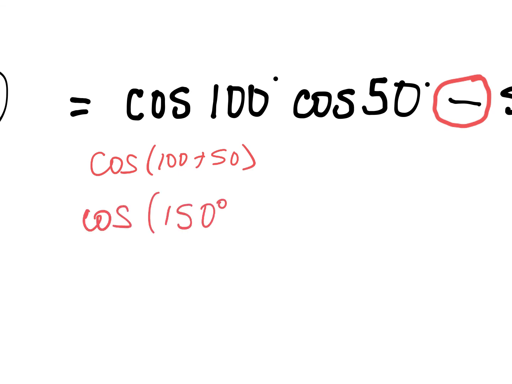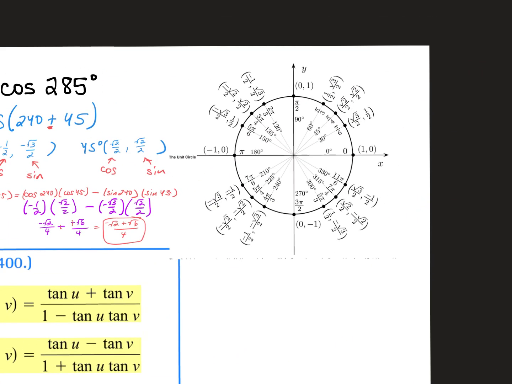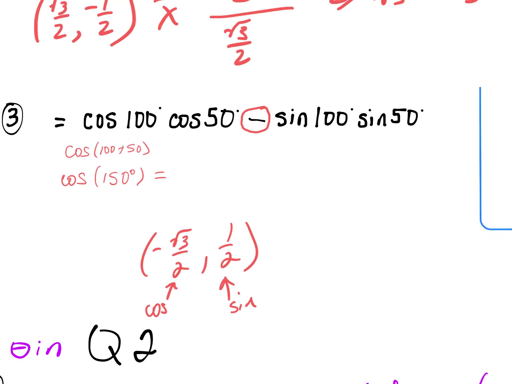Cosine of 150 degrees equals, well, go to 150. I should have put more than one unit circle on this. 150 is negative root 3 over 2 and 1/2. So I have negative root 3 over 2 and 1/2. The first value is my cosine. The second value is my sine. So what is the answer here? What is the cosine of 150, guys? Negative square root of 3 over 2. Good.